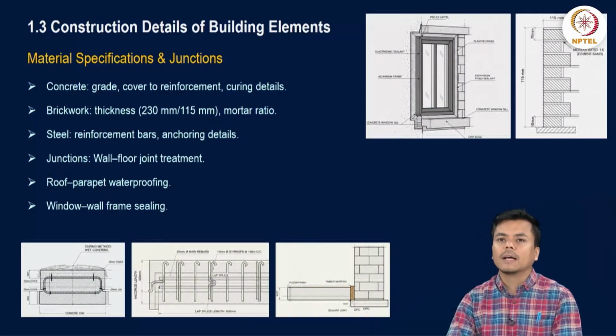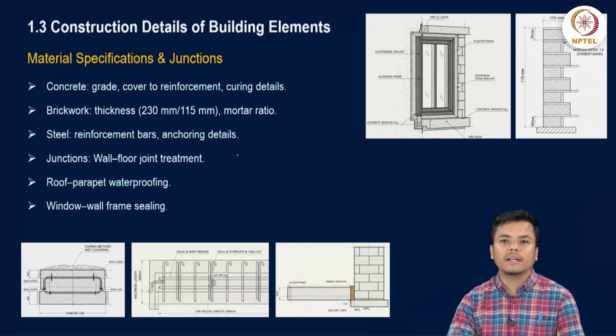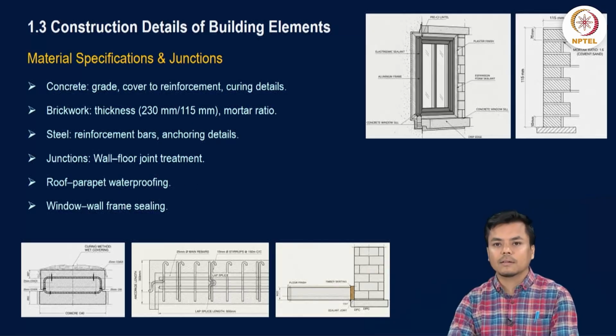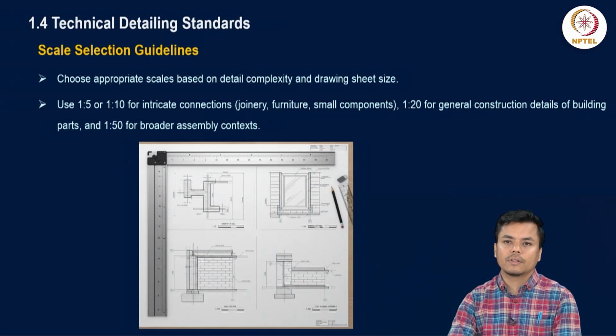Also, along with that, think about the material specification and junction, like concrete, its grade, brickwork, then its thickness, steel, then you mention the reinforcement bar details. Junctions, wall, floor, joint treatment has to be highlighted. If it is the roof level, then roof, parapet, waterproofing, how have you ensured this, you can showcase the same, and then window, wall, frame, ceiling. So all these details can be explained as a part of your working drawing or detailing of the structure.